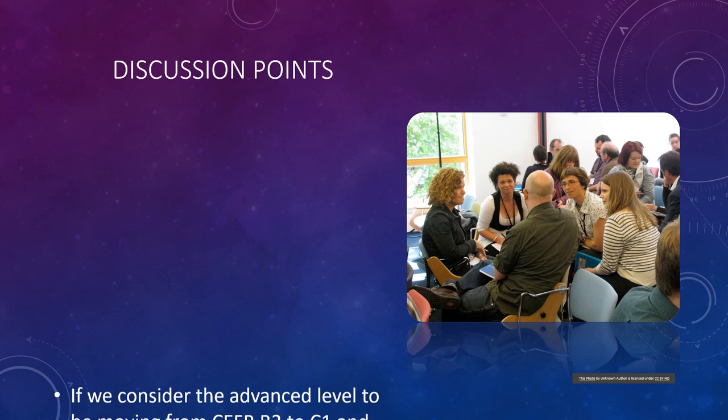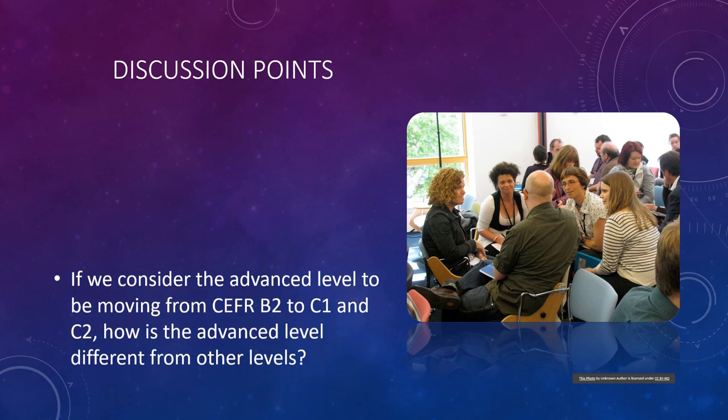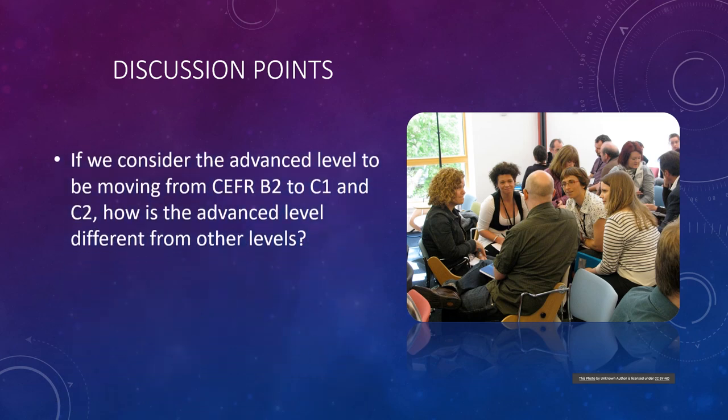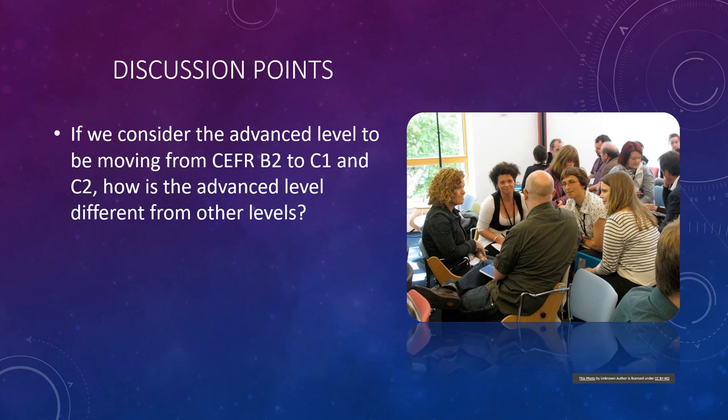If we consider the advanced level to be approximately from the top of the B level of the Common European Framework of Reference, the CEFR, going into levels C1 and C2, in what way are these levels different from the lower levels, B1, A2, A1? Are they similar but just more difficult, or is there something different about them?